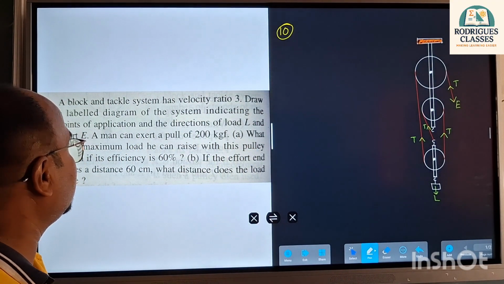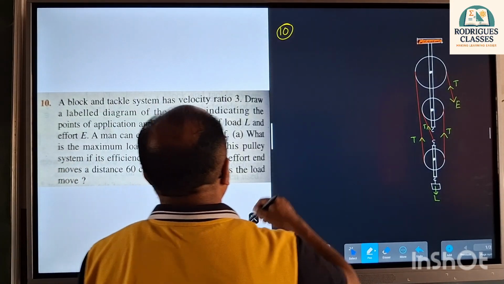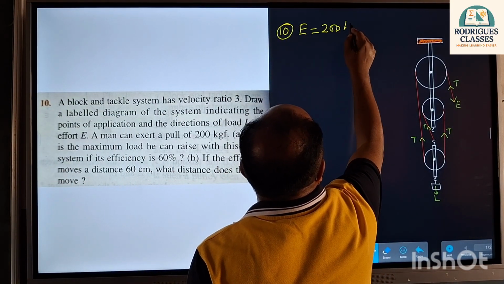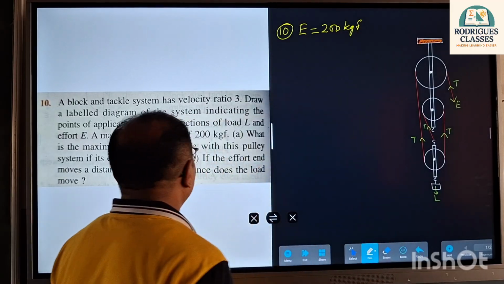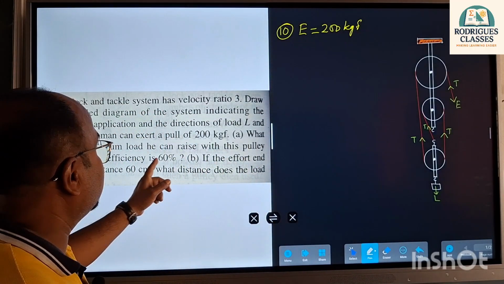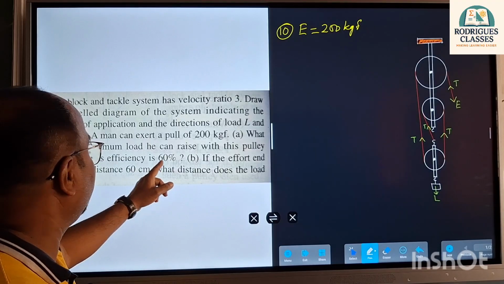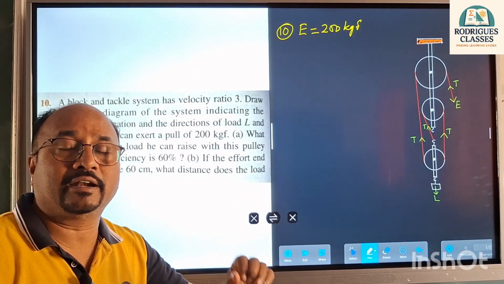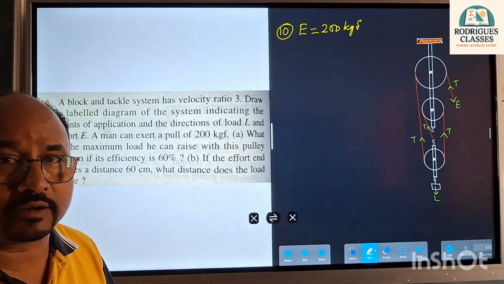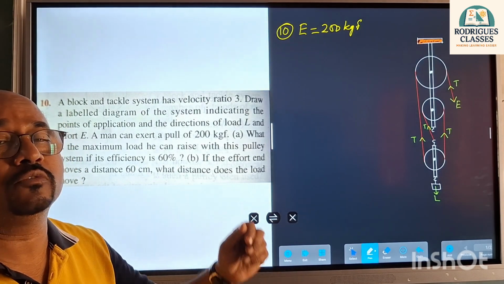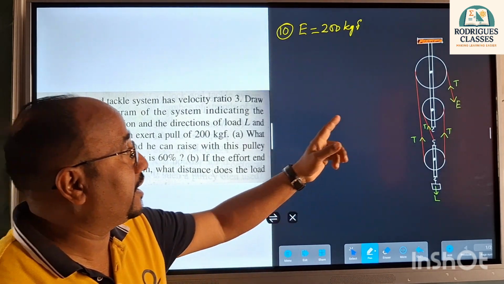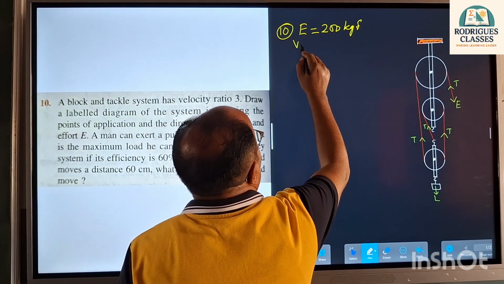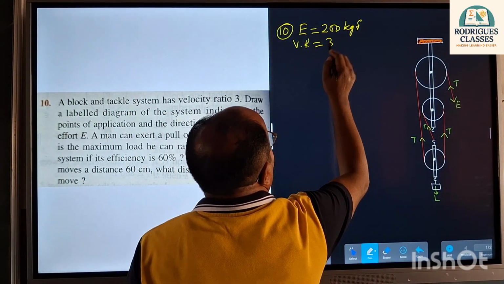So a man exerts a pull of 200 kgf. So this is the effort, 200 kgf. Okay. Now what is the maximum load he can raise with this pulley system? Efficiency is 60%. So we will use efficiency as mechanical advantage by velocity ratio into 100. But velocity ratio we are not given, but we can get it because it is a block and tackle system with 3 pulleys. So I am writing velocity ratio as 3.